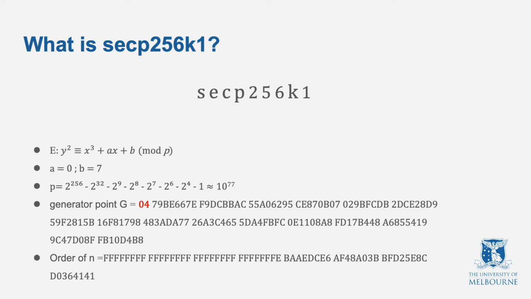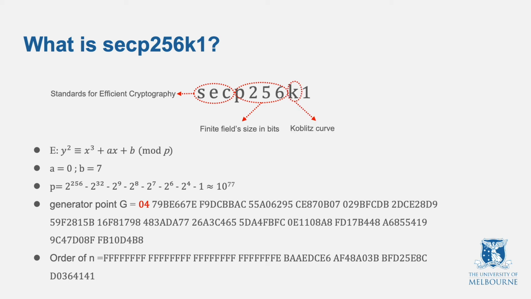In the previous slide, we know that SECP256K1 is the curve used in Bitcoin. Now, let's take a look at the meaning of this name. First, SEC stands for Standards for Efficient Cryptography, and P256 stands for the size of the prime number in bits, and K stands for Koblitz curve, and 1 is the version.